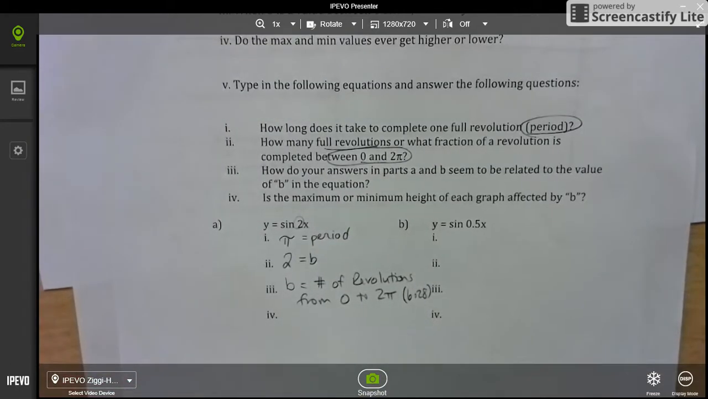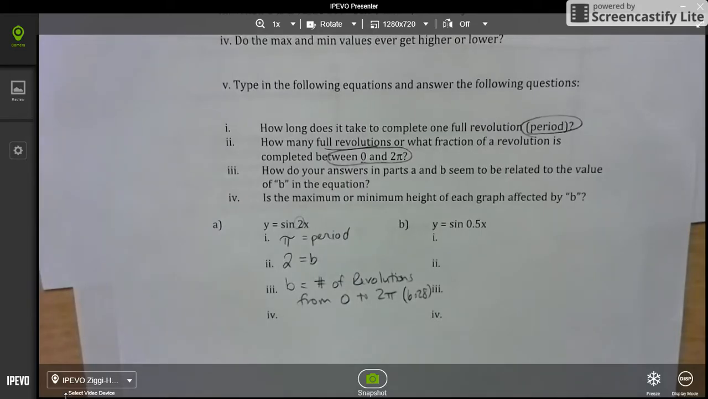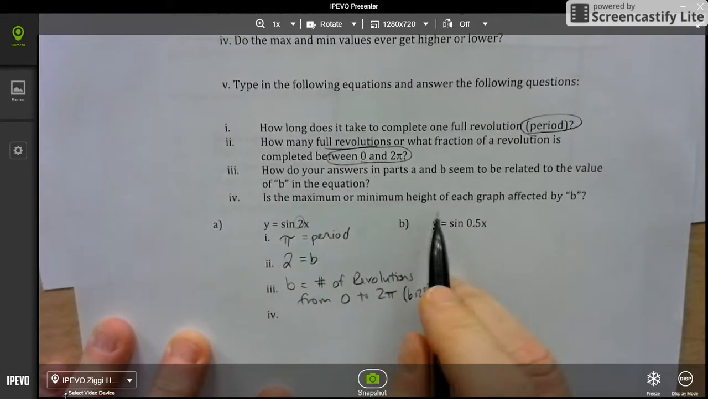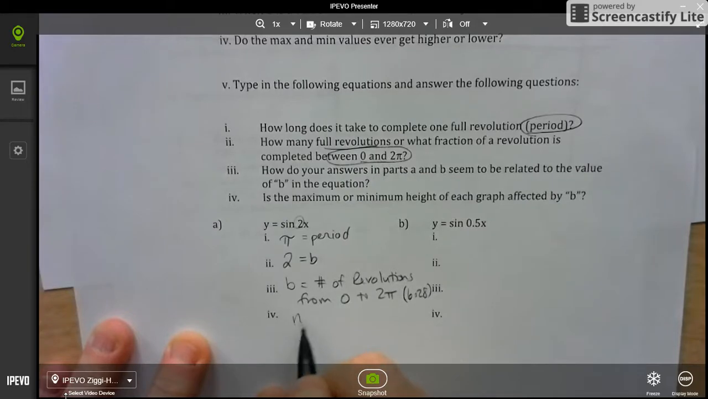Is the maximum and minimum height of each of the graphs affected by B? Well, if you go back to looking at the Desmos here, the height is 1. So as I put my value of B back into here and move this back and forth, do the mins and maxes get any higher or lower than they already are at this point? And the answer to that is actually no. It just coils it in and out, but it doesn't actually change the value of the heights or the mins or maxes. So we're going to put, is the max or minimum height of each graph affected by B? No, it is not.